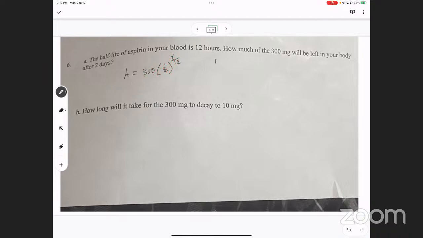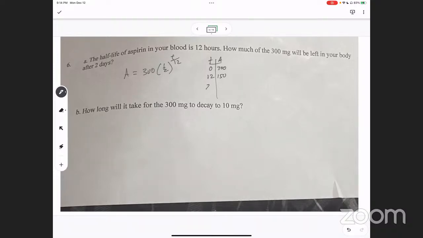You get how that works? Let me just show you how this works. When T equals 0, the amount in your blood is going to be 300. When T equals 12, what's the amount in your blood? Half of it. Do you see how this formula does that for you? It creates that for you. So if I plug in 12 for T, this is 1, and 1/2 to the 1 power is just 1/2, and 1/2 times 300 is just 150. That's why it's called a half-life, because after 12 hours, half of it is gone.